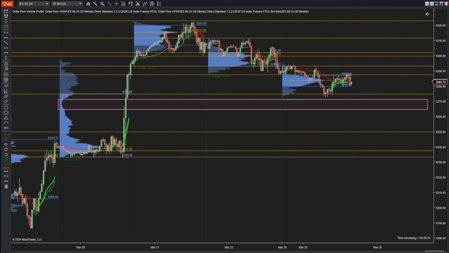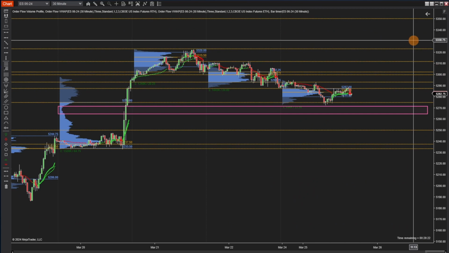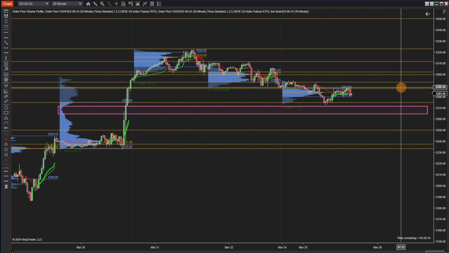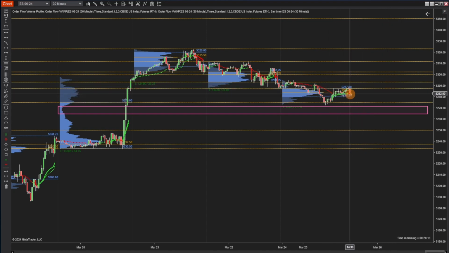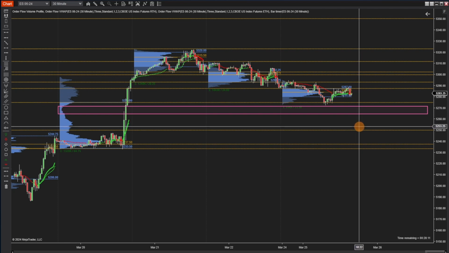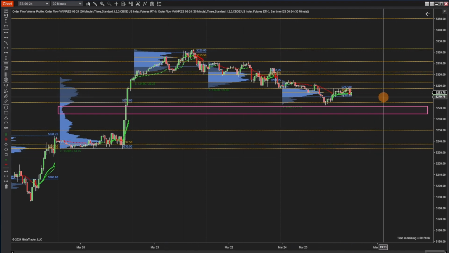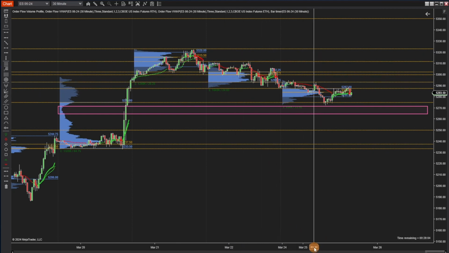So that gives you several levels to work with to the upside. You've got 1, 2, 3, 4, 5, 6, 7, call it, levels to the upside. Your VWAP is a level. So 1, 2, 3, 4, 5, 6, 7 to the downside. So you've got 14 price levels on here to work with for the trading day.